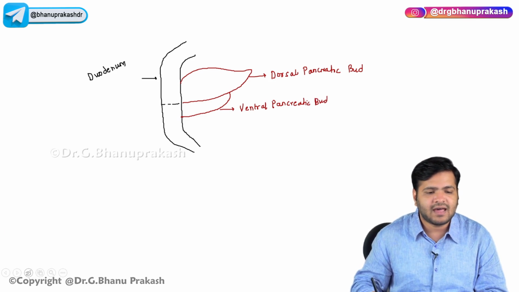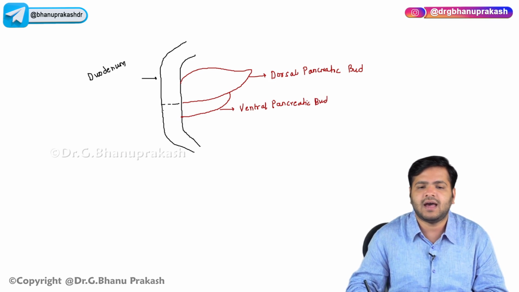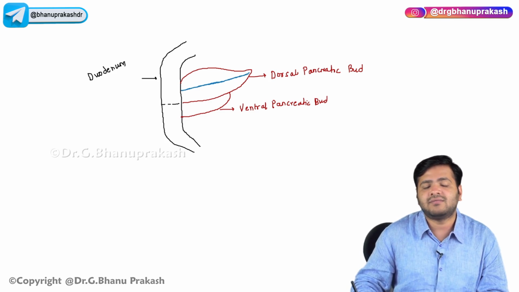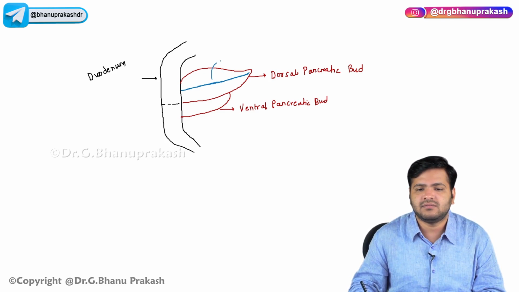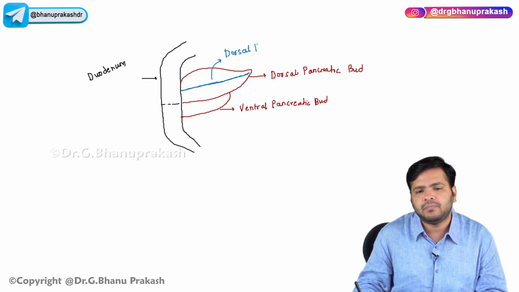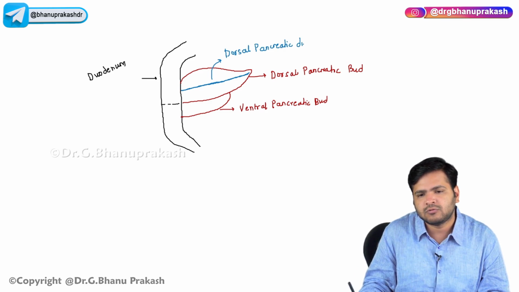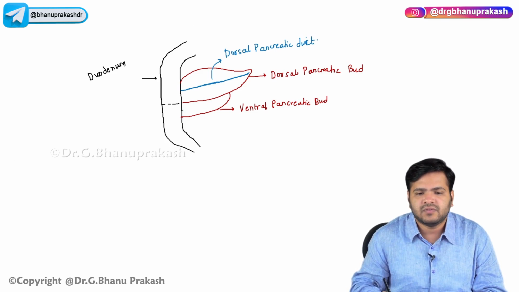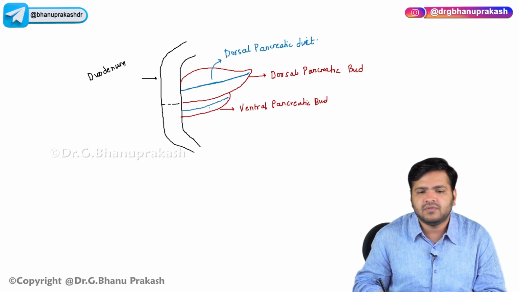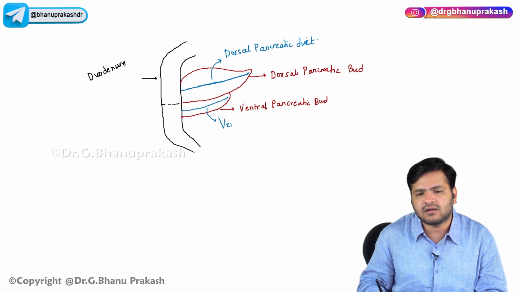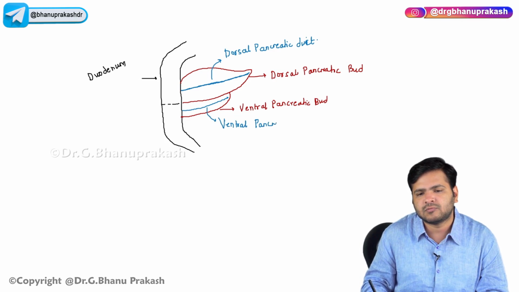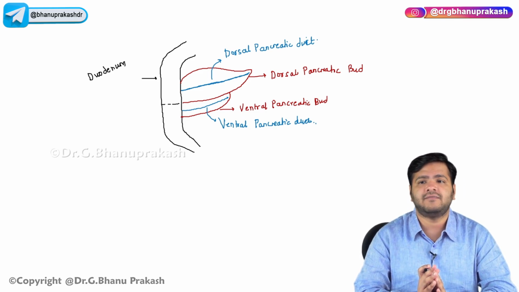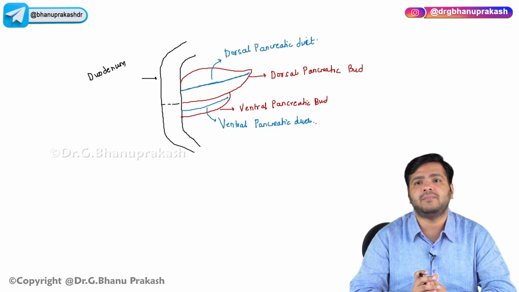Now the dorsal pancreatic bud has a duct. This duct which I am drawing right now is called the dorsal pancreatic duct. And there is a duct in the ventral pancreatic bud. This duct is called the ventral pancreatic duct. Right, so both the buds will have a duct in them. The dorsal will have the dorsal pancreatic duct and the ventral will have the ventral pancreatic duct.